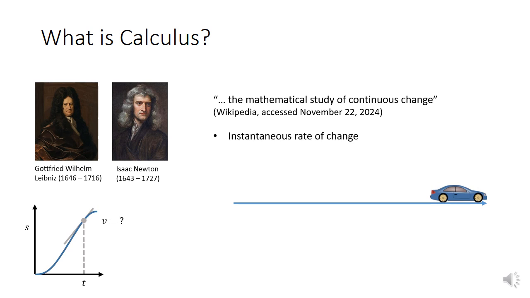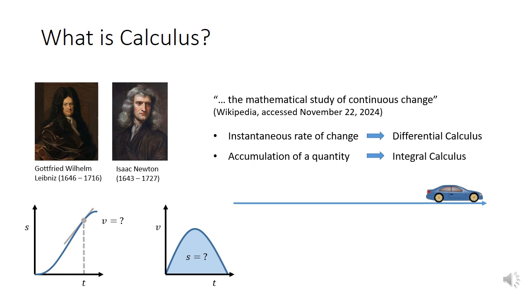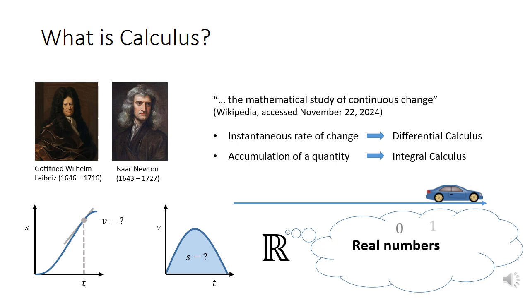The second problem is the opposite question and deals with the accumulation of a quantity, where the rate of change is known at any point in time. For example, how can we determine the position of the car from its velocity versus time graph? In geometric terms, how can we find the area under the graph? The first problem leads to differential calculus, the second problem to integral calculus. However, the very first task of modern calculus is to find a suitable number system with which the two classical problems can be tackled. This will be the system of real numbers.